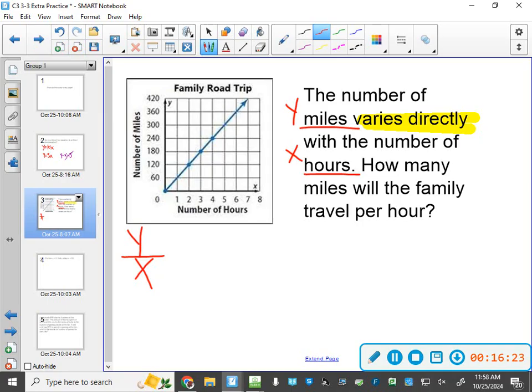All right? So when you're looking at this, I don't have to test out every single one of these points because the words varies directly here tells me they're all going to be equal to each other. So you just pick one of them. In this point, what is my y? In this point, what is my x? Can you divide that out for me?